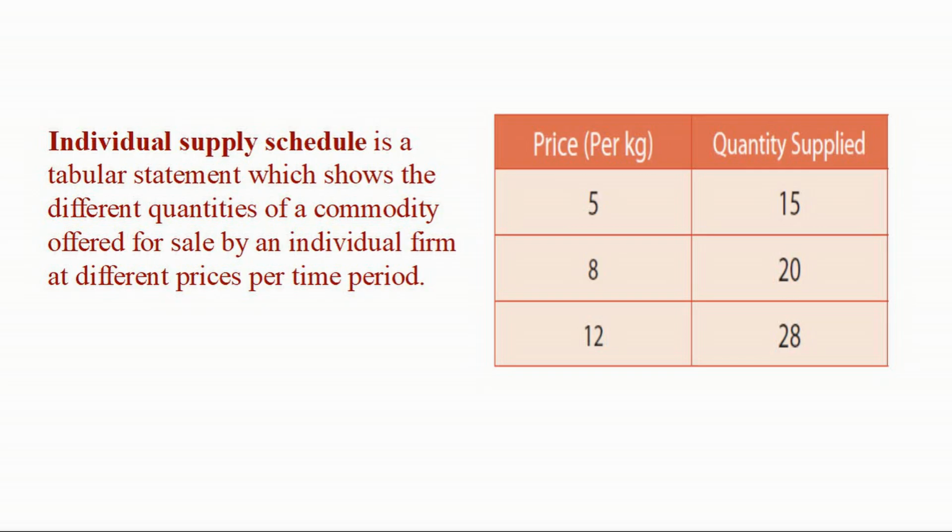And when the price becomes 12, the quantity supplied increases to 28. You can simply observe that whenever there is an increase in the price, the individual firm also increases its quantity supplied. This is the individual quantity and price, which is represented by the individual supply schedule. This is what it means. Individual firm supply is represented in this way.